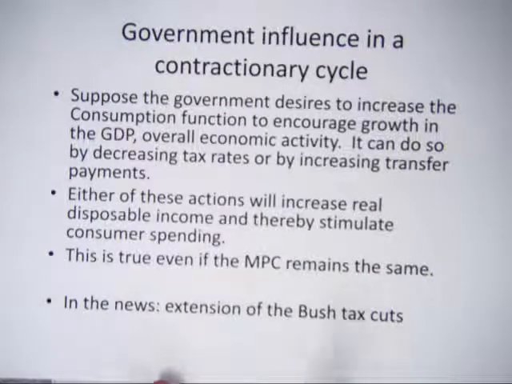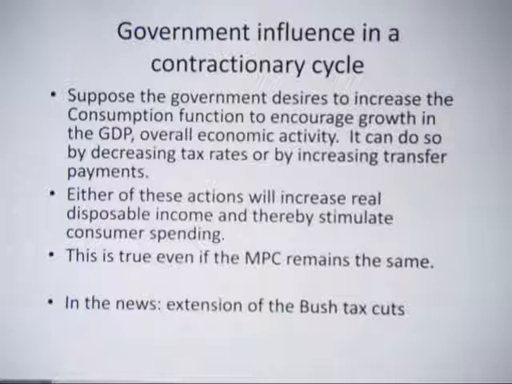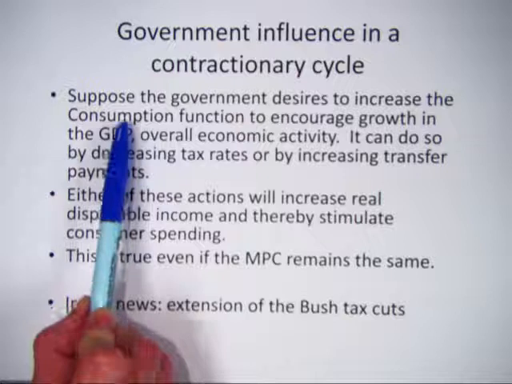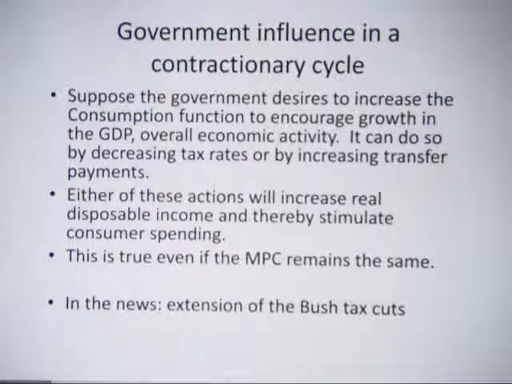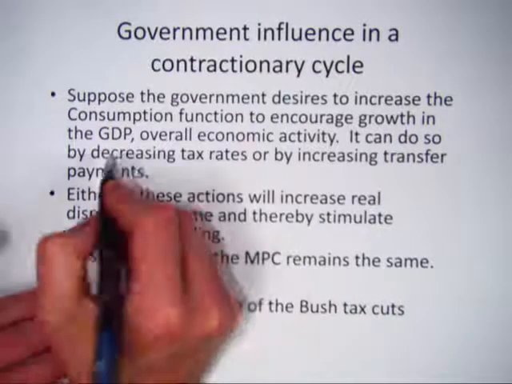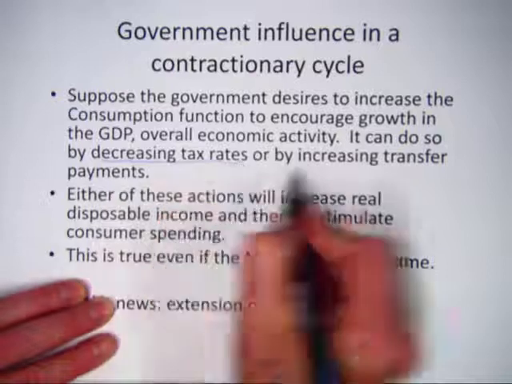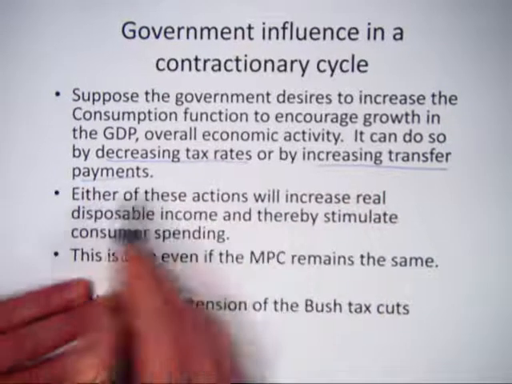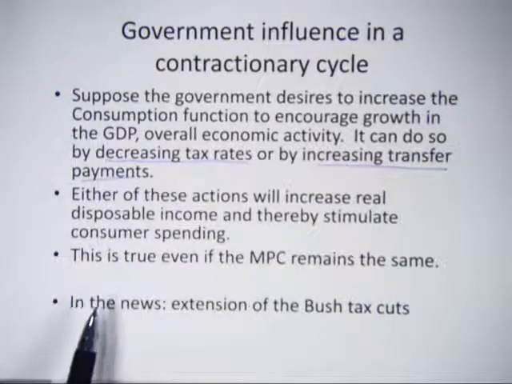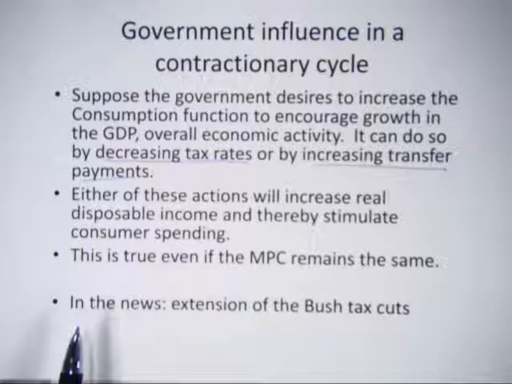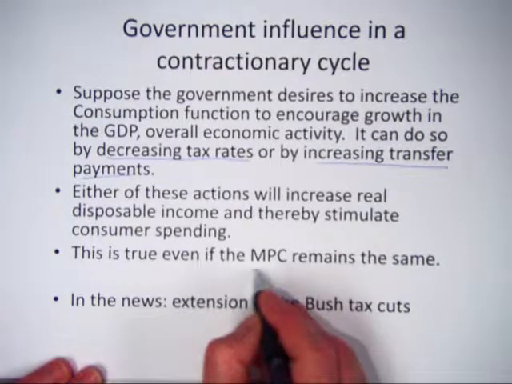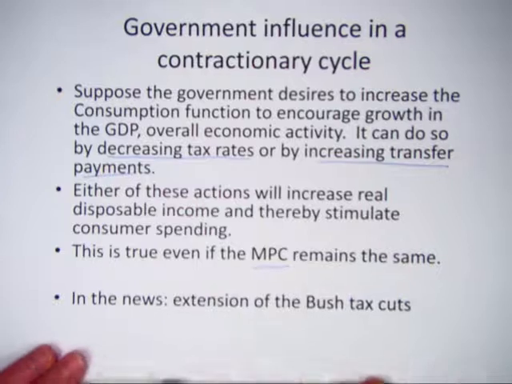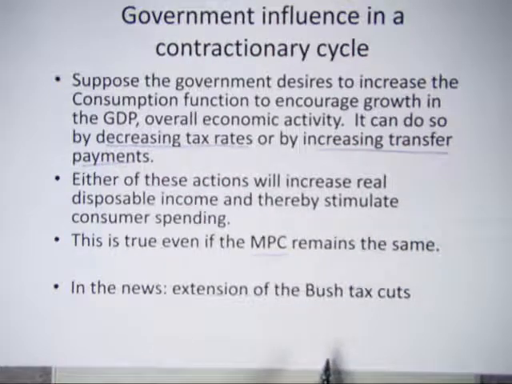So during a contractionary cycle, again, that's the downturn in the economy, the government maybe says we want to increase the consumption function to encourage growth in the gross domestic product. It can do so by doing these two things. It can decrease tax rates, or it can increase transfer payments. Either of these actions will increase the real disposable income and thereby stimulate consumer spending. And this is true even if the MPC stays the same. Now, some examples that we've seen. During the Bush administration, it was the economic stimulus package of, I believe, 2003.